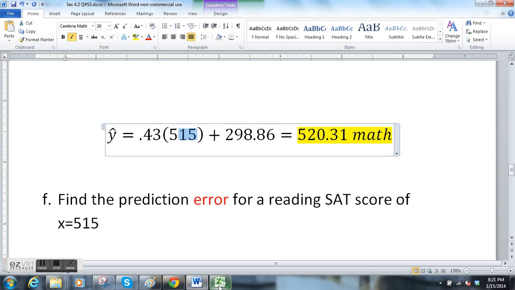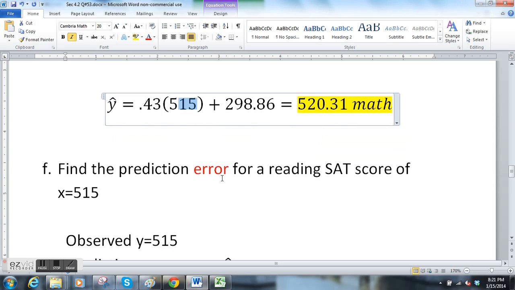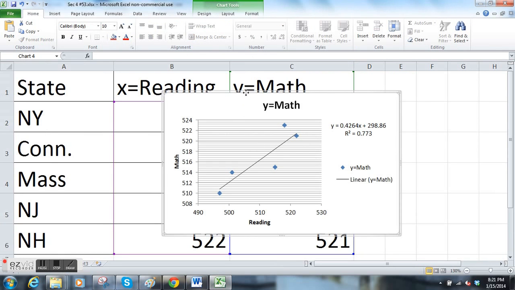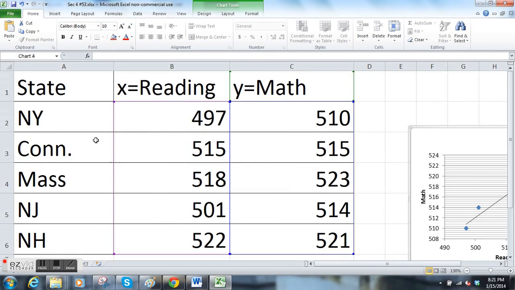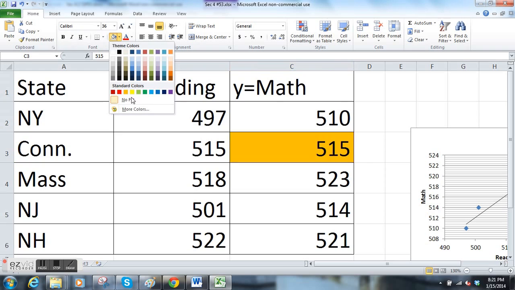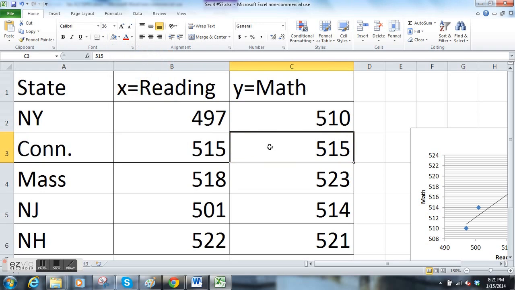So another question I could ask is find the prediction error for a reading SAT score of 515. In order to calculate the prediction error, you need the observed value and the predicted value. So in this case, I'm going to move my pretty scatter plot. We have the observed value. So when x was 515, we have the observed value of y here. This right there is our observed value.